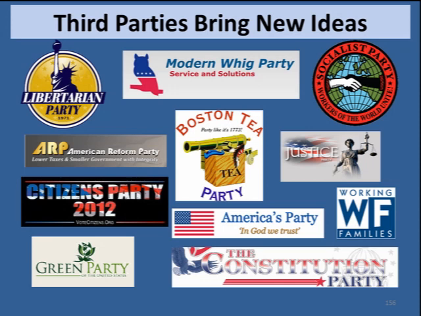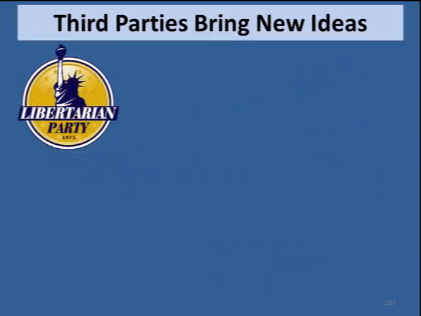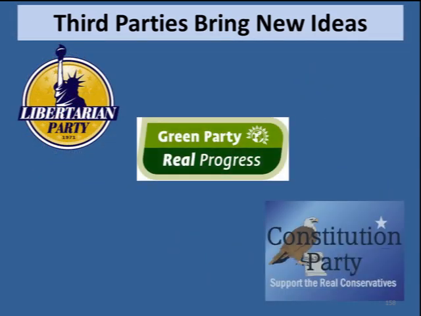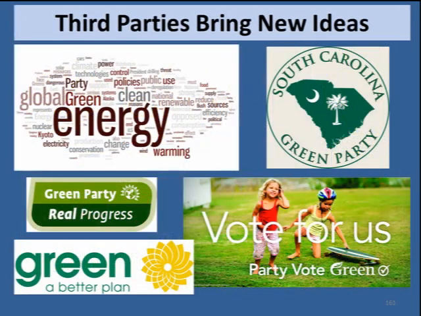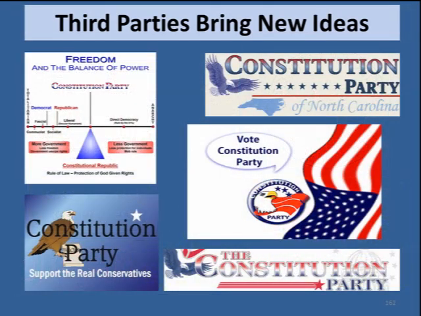Currently, the largest third parties are the Libertarian Party, the Green Party, and the Constitution Party. The Libertarian Party believes in very limited federal government. The most radical form would be a government that only provides police, prisons, courts, and the military. The Green Party promotes grassroots democracy, social justice, nonviolence, and environmentalism. The Constitution Party wants greater power given to the states and a federal government guided by a strict interpretation of the Constitution.